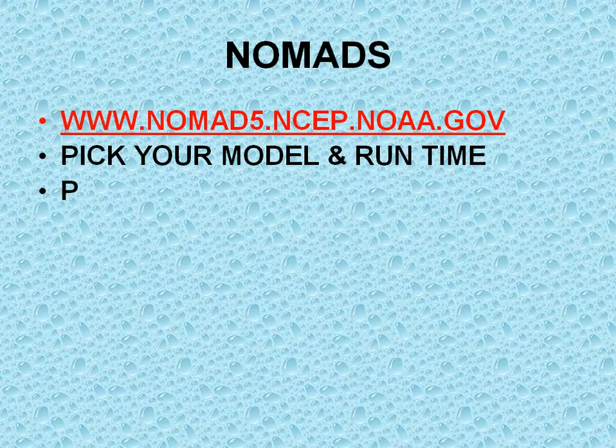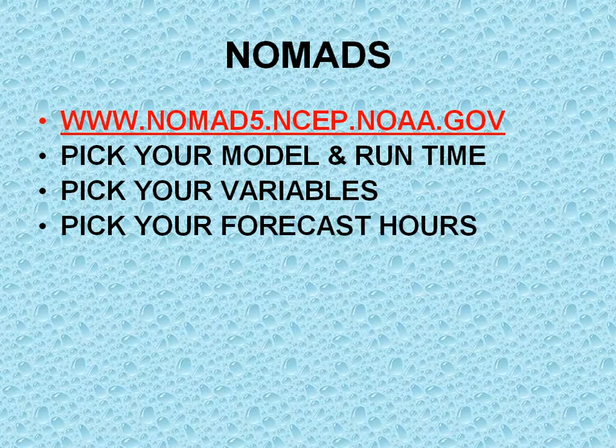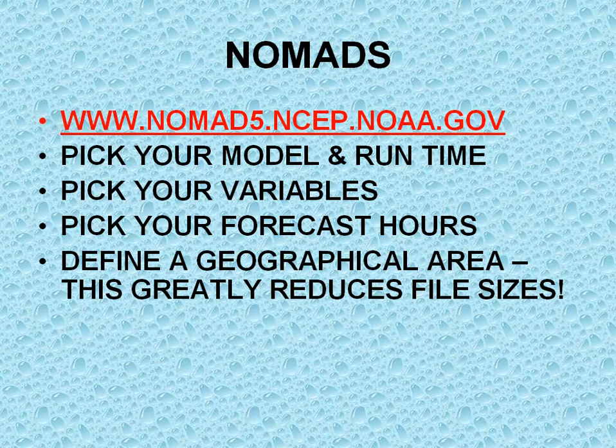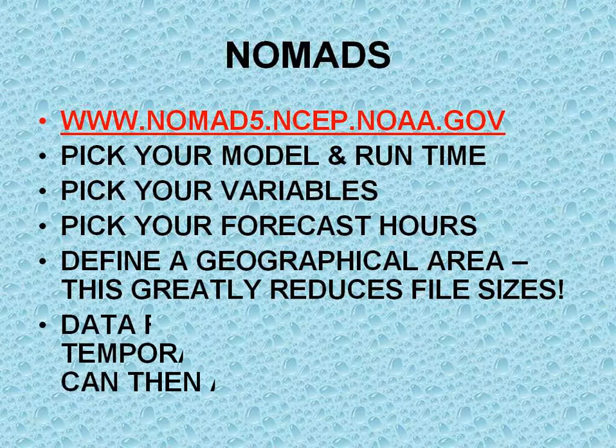You can go in there and pick the model you want to look at. You can pick the runtime. You can pick only the variables that you want. You can pick only the forecast hours that you want to see. And best of all, you can define a geographical area that you want the output for, and that greatly reduces the file size. For instance, if all I want to do is look at the southeast because I'm in Raleigh, why should I download the global GFS for Spain and Africa and Australia and all that?